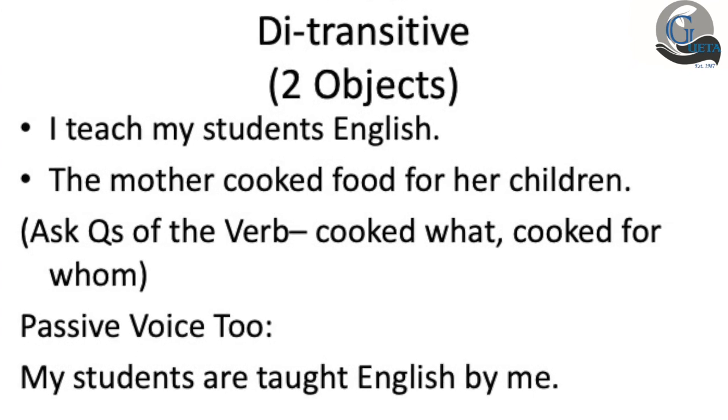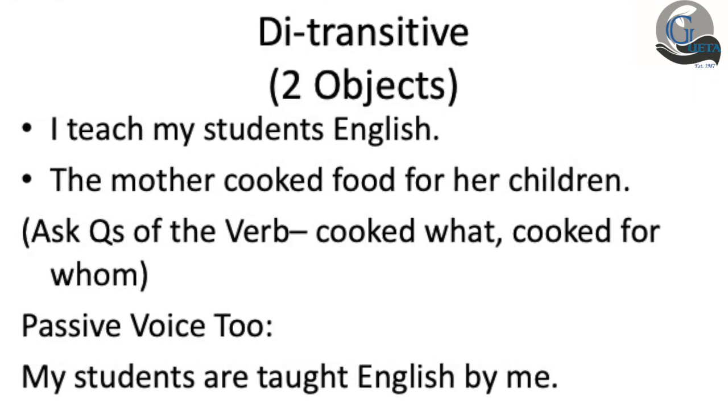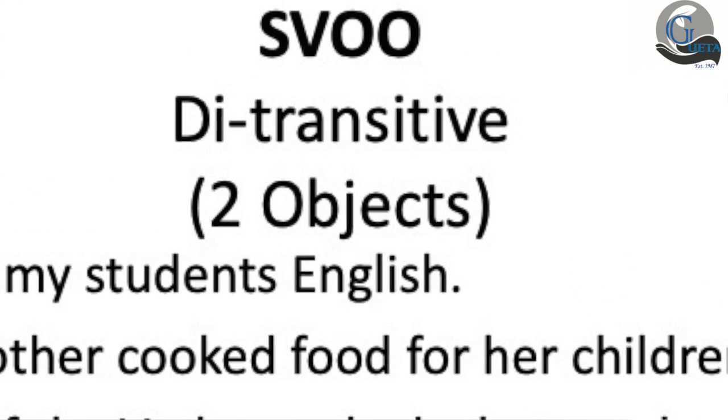So I subject, teach verb, English object. I teach my students English. What do we have there? We've got two objects. I is the subject, teach is the verb. Teach whom? Teach my students. Teach what? Teach English. So this verb pattern is called SVOO, ditransitive. The first one was monotransitive, here it is ditransitive. That means there are two objects.